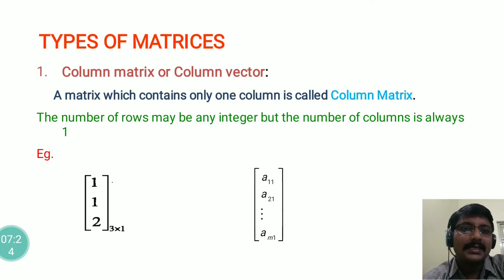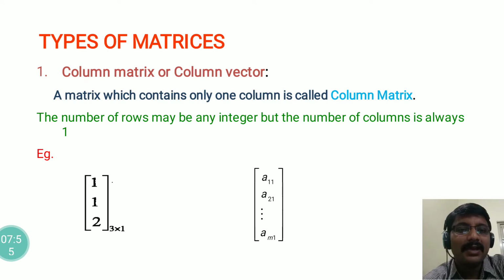Types of matrices. One column matrix or column vector. A matrix which contains only one column is called a column matrix. The number of rows may be any integer, but the number of columns is always 1. So it is a column matrix. A matrix which has only one column is called a column matrix or column vector. So these are the examples.